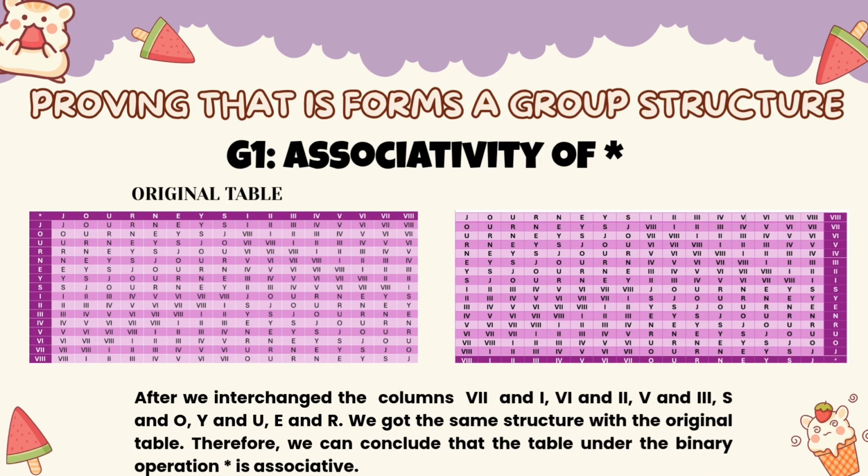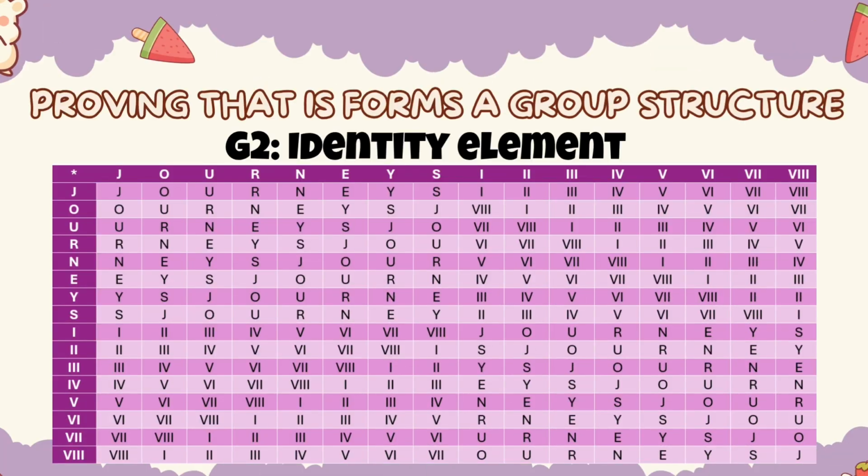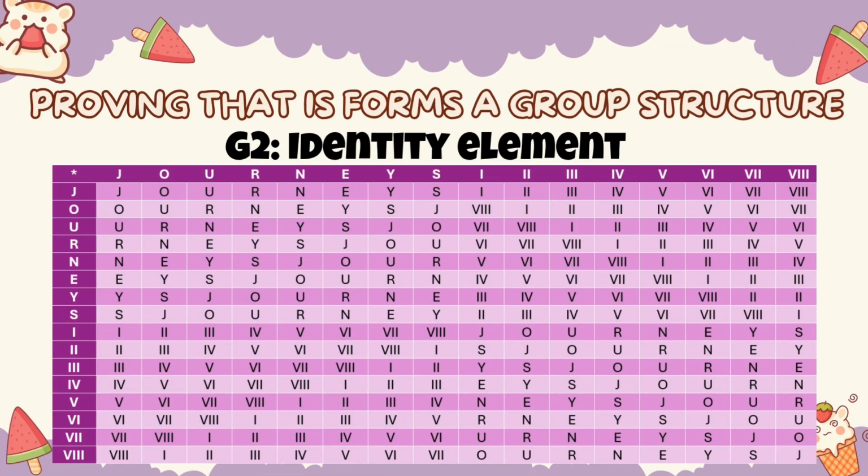And after we interchange the columns 7 and 1, 6 and 2, 5 and 3, S and O, Y and U, E and R, we got the same structure as the original table. Therefore, we can conclude that the table under binary operation star is associative. Now, let us check if the table has an identity element.